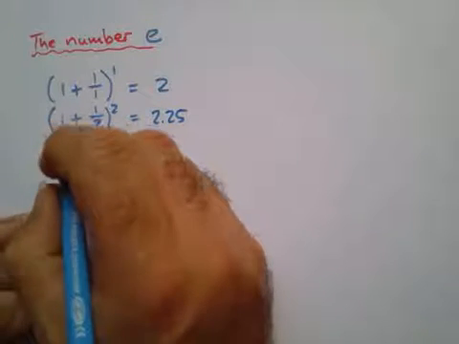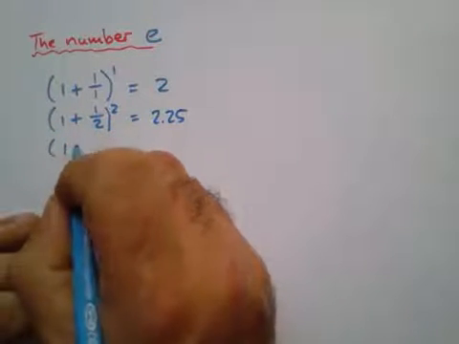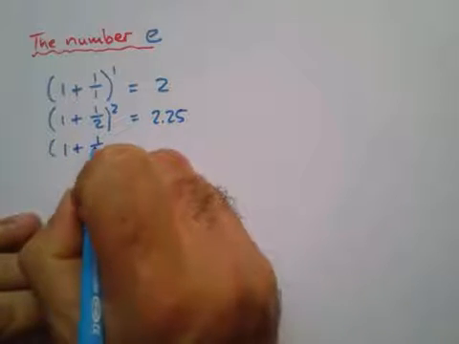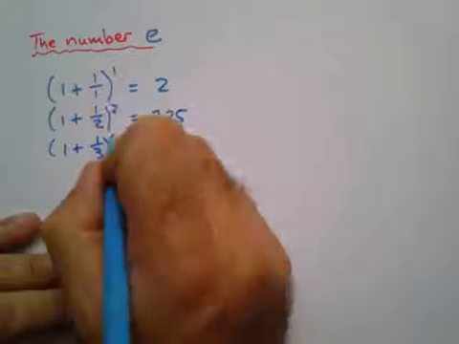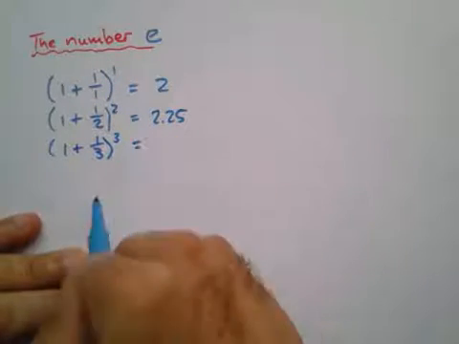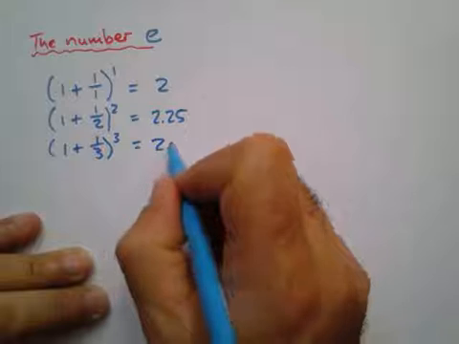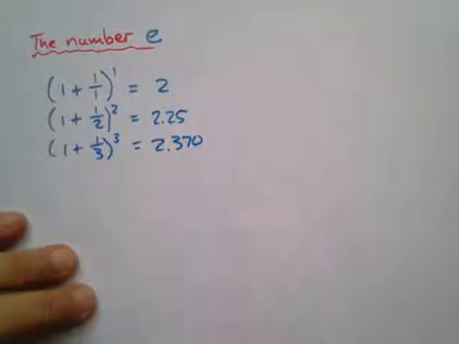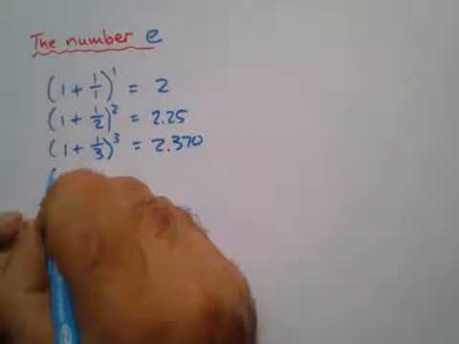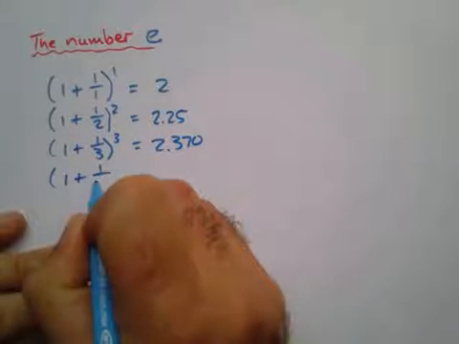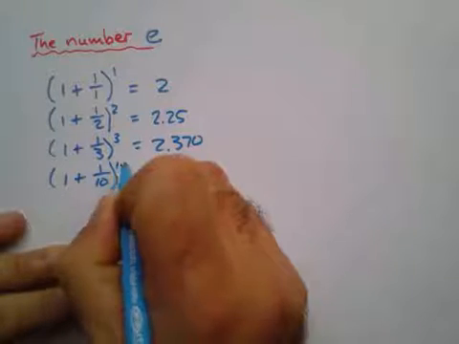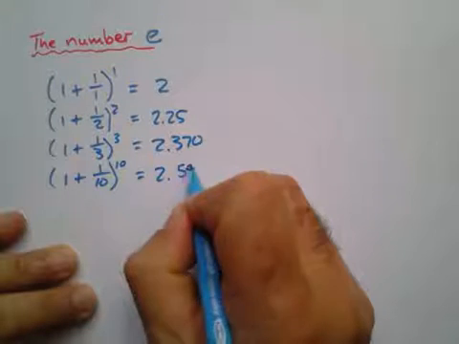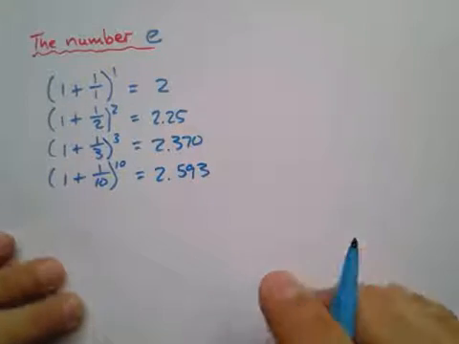If I do that, let's say for every trimester, it will be 1 plus 1 over 3, and I'll get it 3 times. My answer will be 2.370. Let's say we do it 10 times a year. So 1 plus, I'm going to get 10% 10 times a year. The value becomes 2.593. And so I can go on.